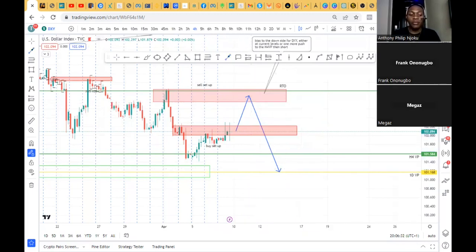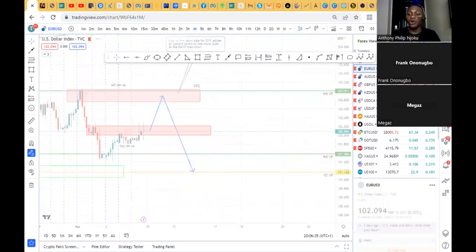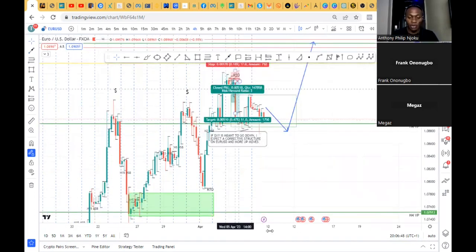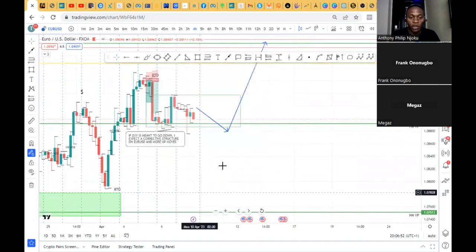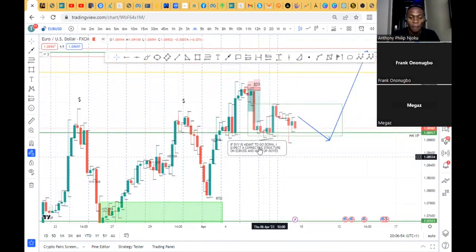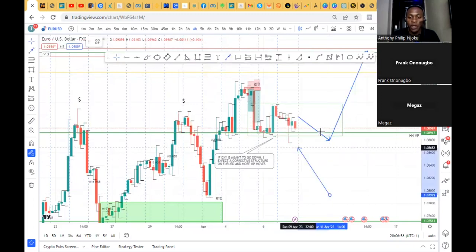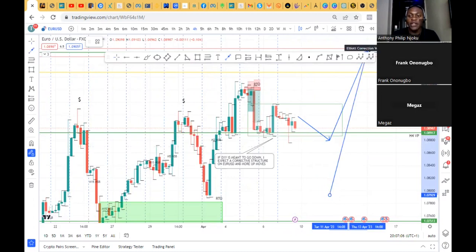So the next on our list is Euro USD. Currently on Euro USD, it was one of our winning trades of last week. On Euro USD, I expect Euro to move down a bit before going more up into this H4 validation point.